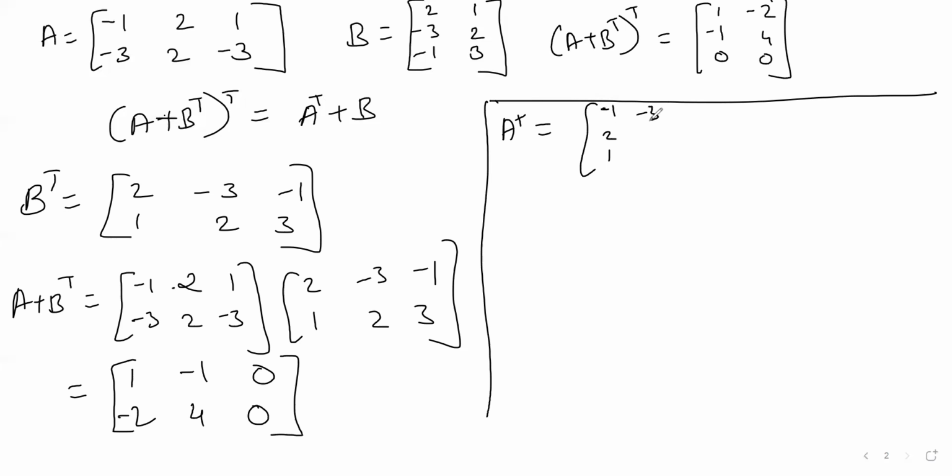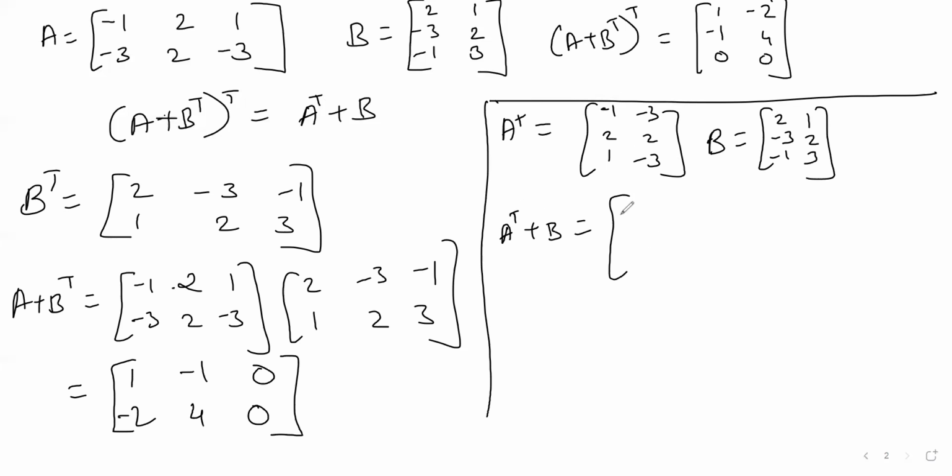A transpose is -1 2 1, -3 2 -3. And B is 2 -3 -1, 1 2 3. A transpose plus B: -1 plus 2 is 1, -3 plus 1 is -2, 2 minus 3 is -1, 2 plus 2 is 4. This will become 0, this will become 0. Now see, LHS is equal to RHS. Hence it is proved.